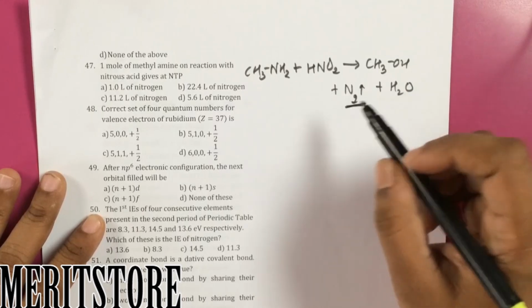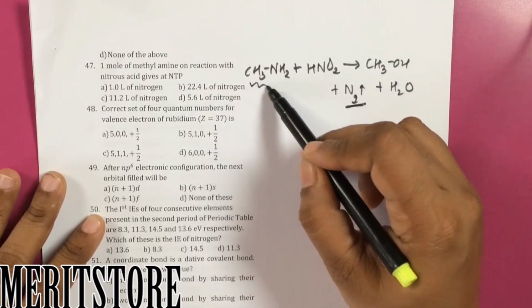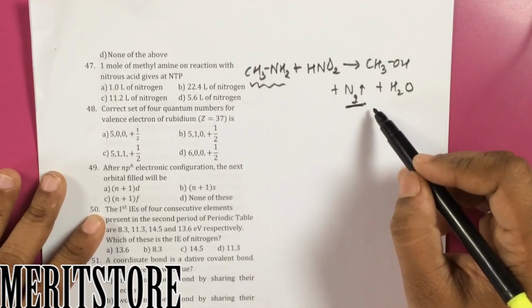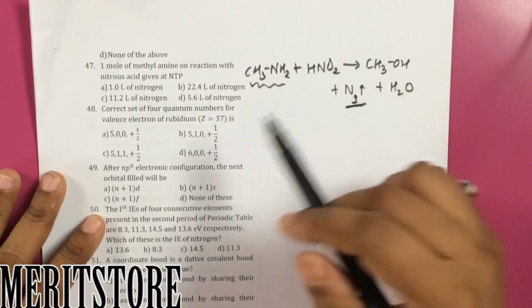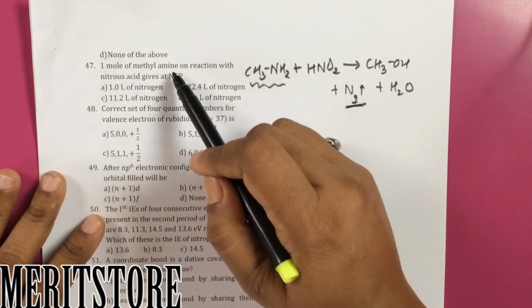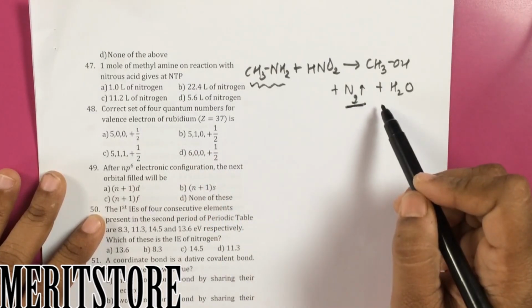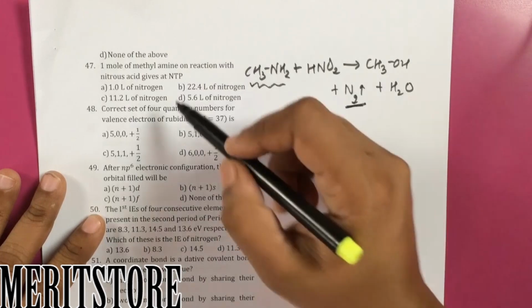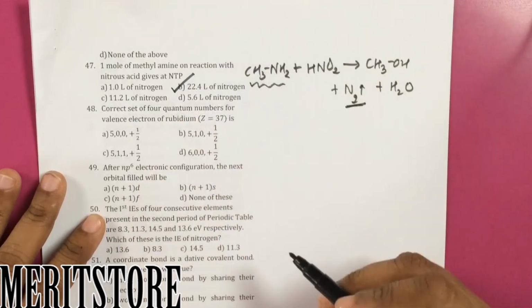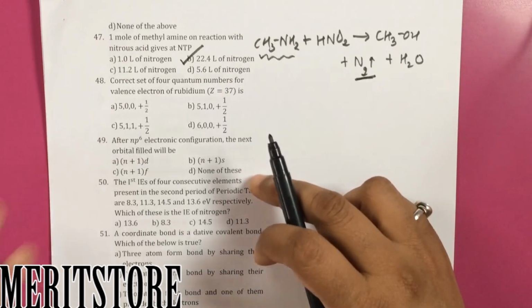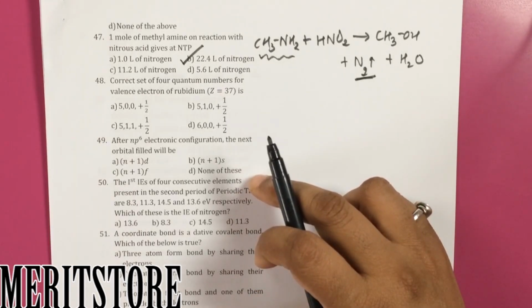Now in this case we can see that according to the moles of methylamine, the moles of nitrogen obtained are in a 1:1 ratio. So if we start with 1 mole of methylamine, that will definitely give us formation of 1 mole of nitrogen, and 1 mole of nitrogen is nothing but 22.4 liters. Therefore, option B.